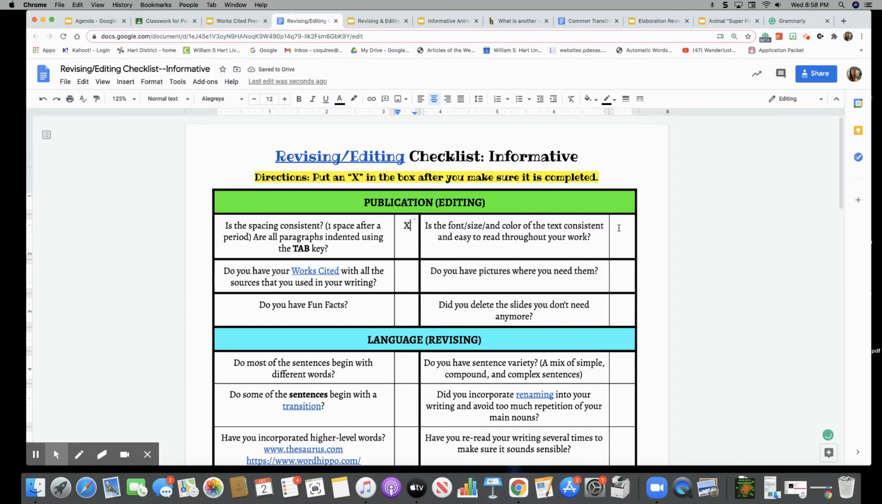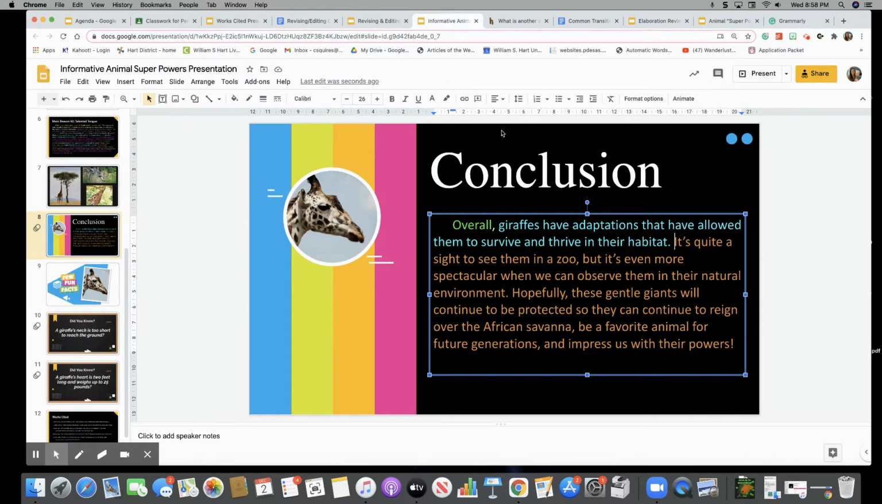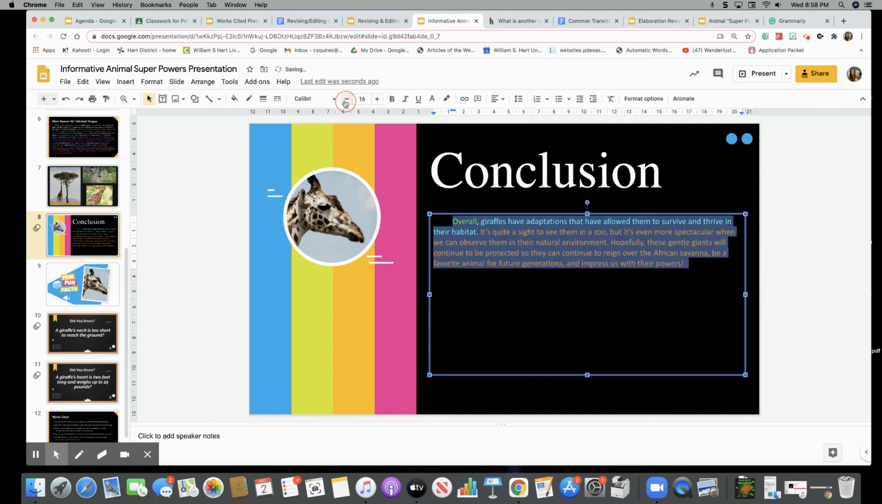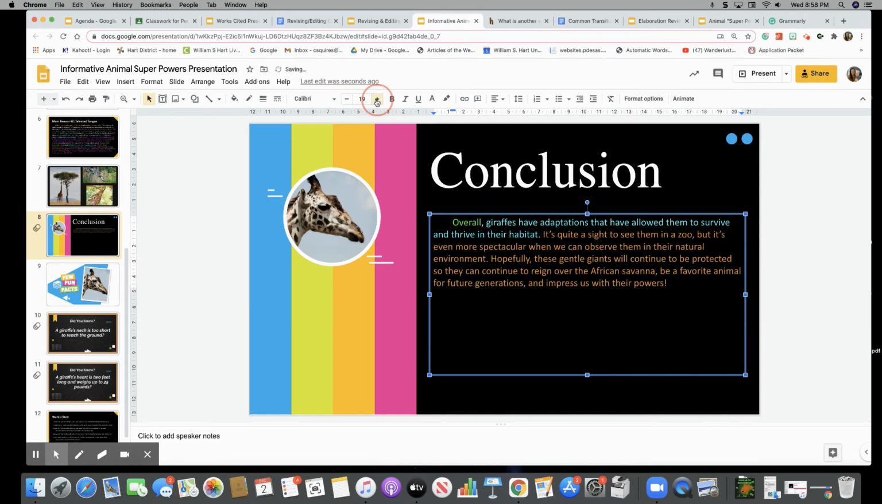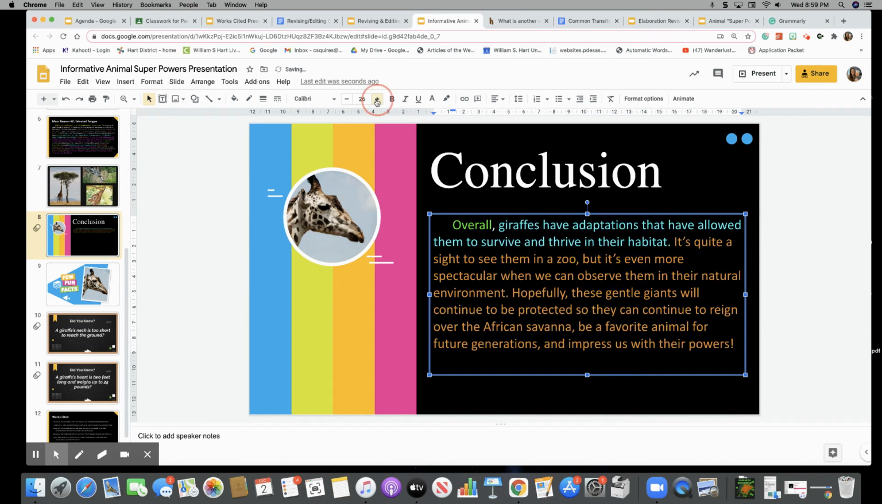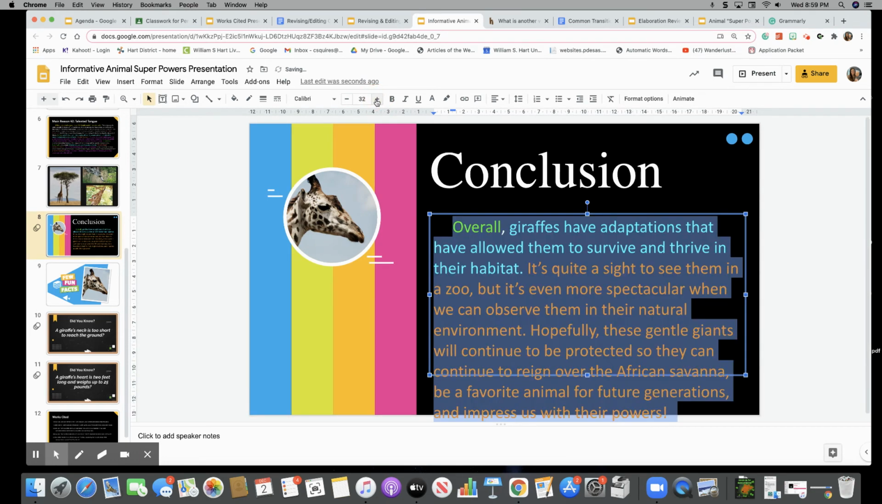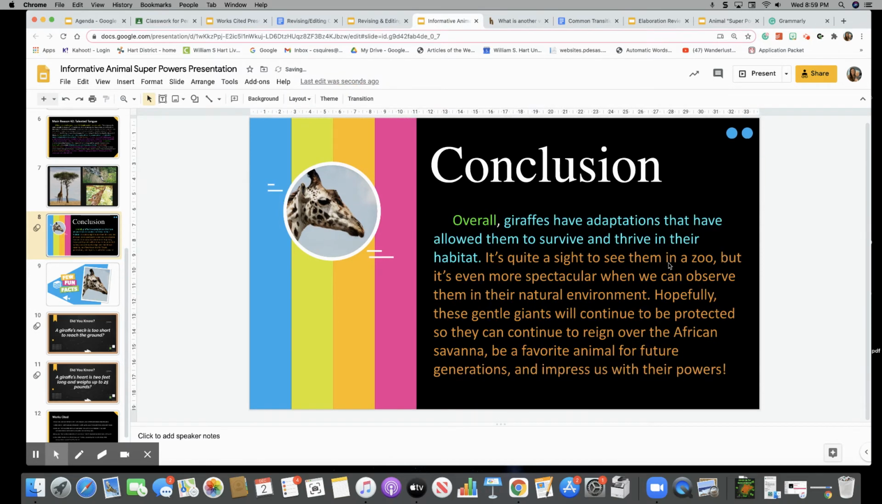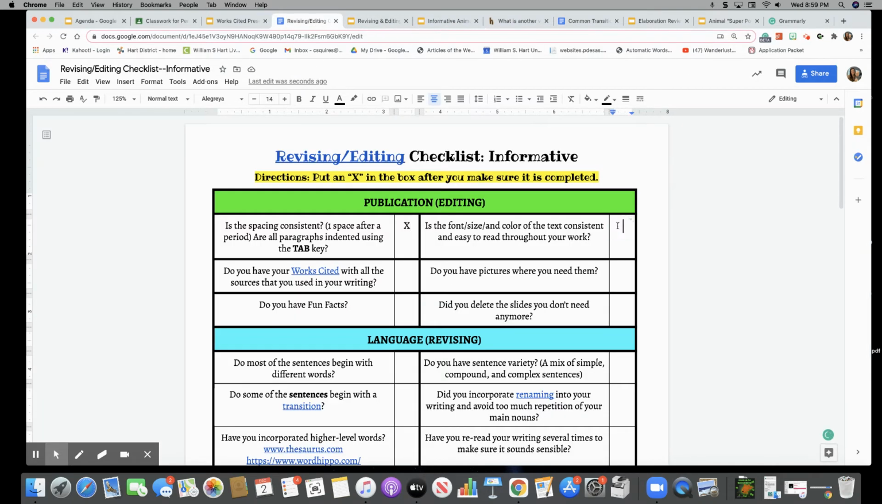Is the font, the size, and the color of your text consistent and easy to read throughout your work? All right, so mine is obviously color-coded to help you. You don't have to do that. But the font is easy to read. The size is easy to read. If you have your font really small, you want to go ahead and increase it to a size that takes up most of the room without going over. Okay, that would be obviously too big. So I'm going to make it as big as I can without making it too big. All right, so yes, I have done that.